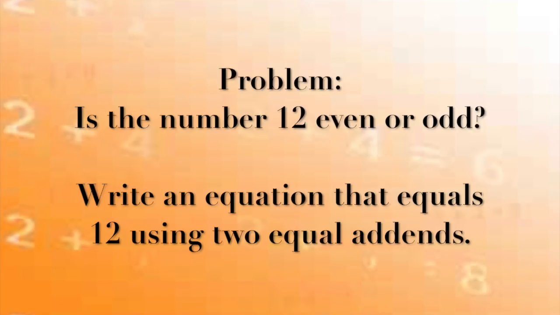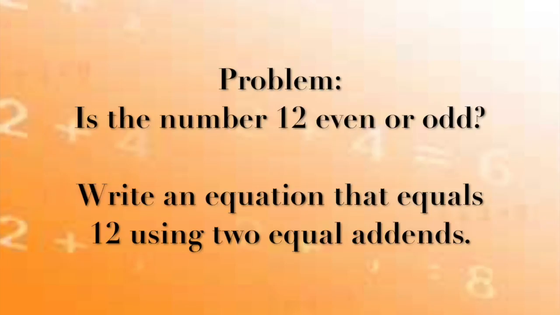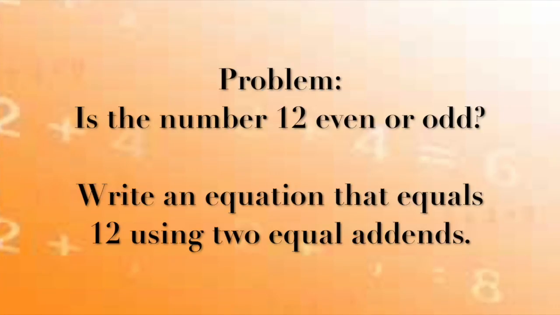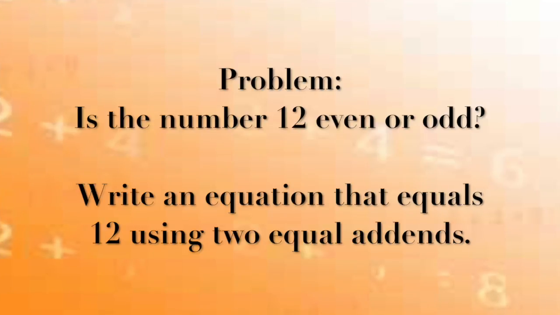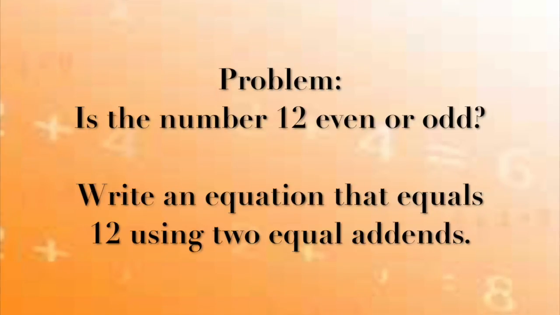For the example problem, I have chosen an even number so that the second part of the standard can be executed as well. The second part states, write an equation to express an even number as a sum of two equal addends. So the problem that I've chosen is, is the number 12 even or odd? And the second part of this problem is, write an equation that equals 12 using two equal addends. In the next slide, we will use pennies as counters to help us solve this problem.